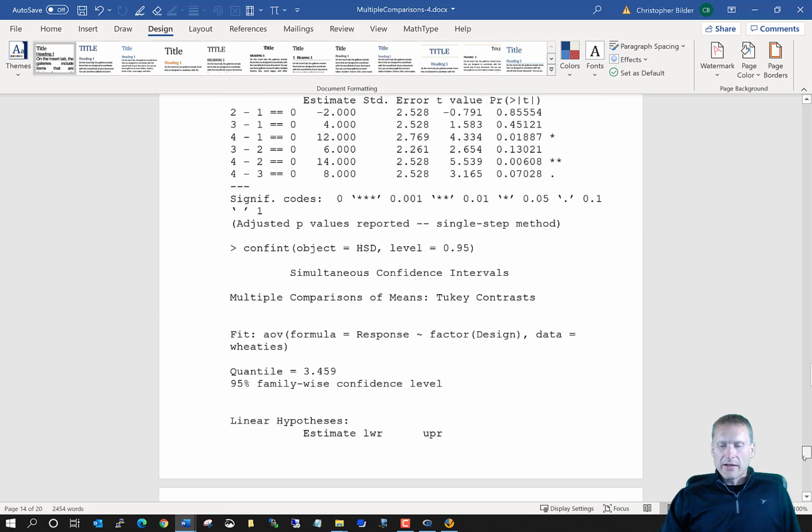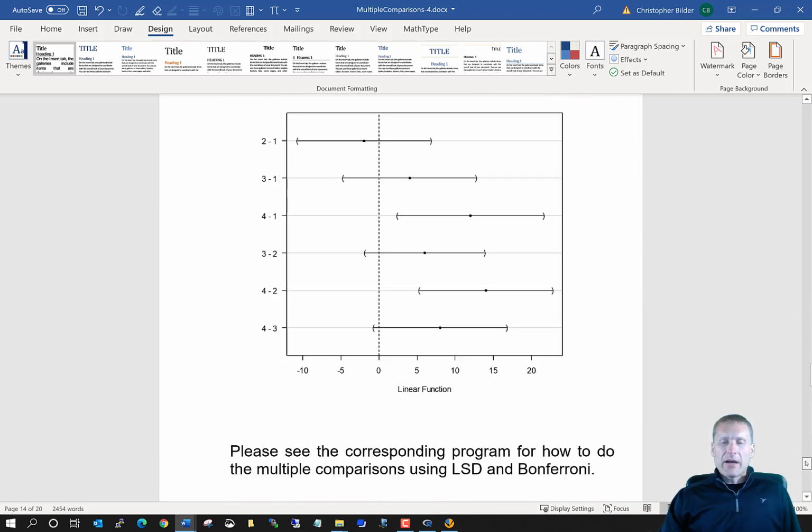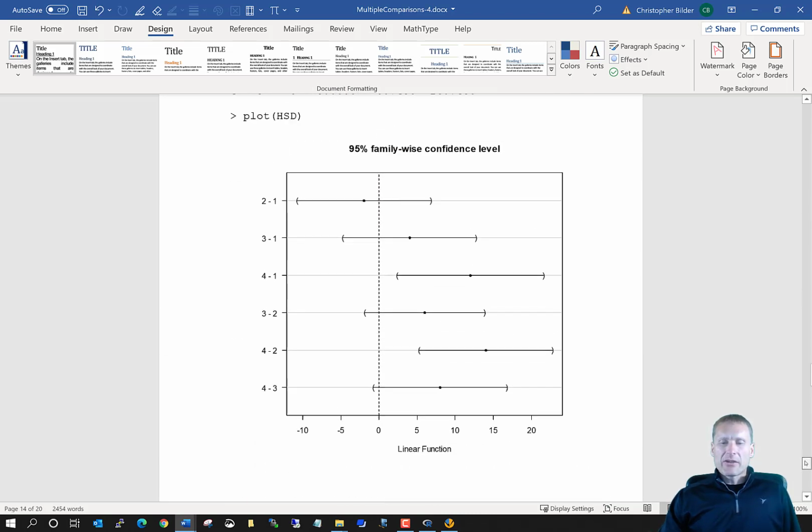Okay, so let me go back down here. One nice thing about this multcomp package is it actually gives you a plot of your confidence intervals, which can be a nice graphical tool to see what's going on as well. Notice here's 0, and you can see comparing design type 1 and 4, design type 2 and 4, the intervals do not contain 0. Okay, so that ends this particular section on multiple comparisons.